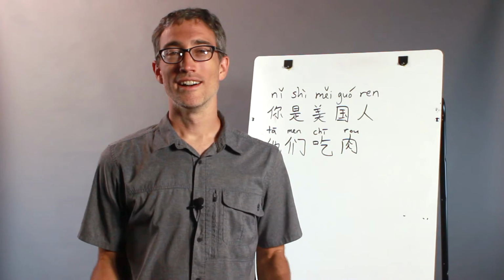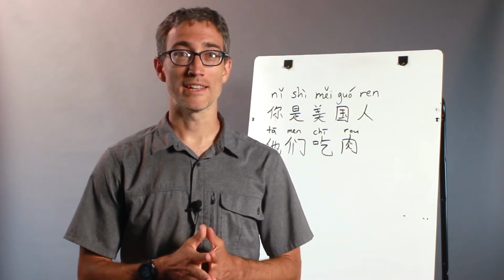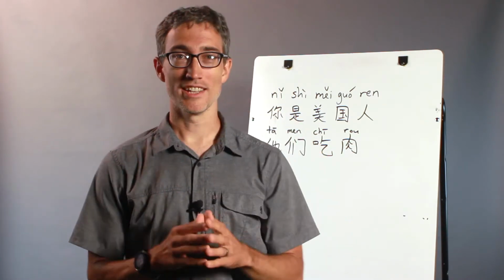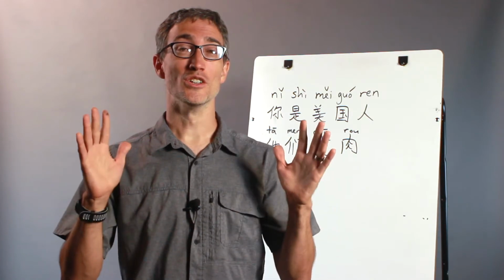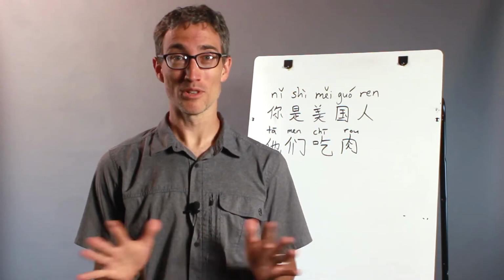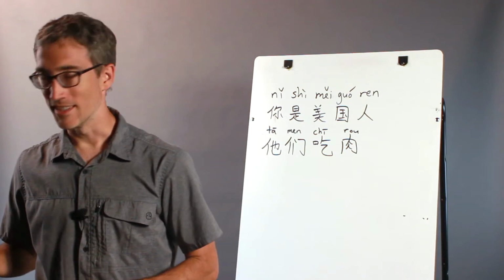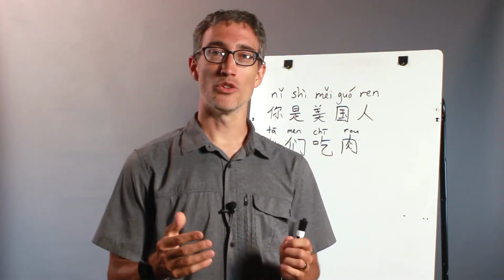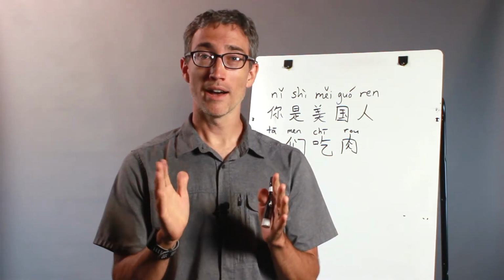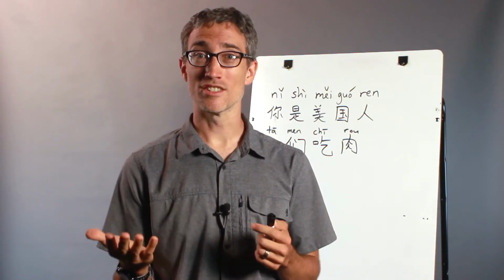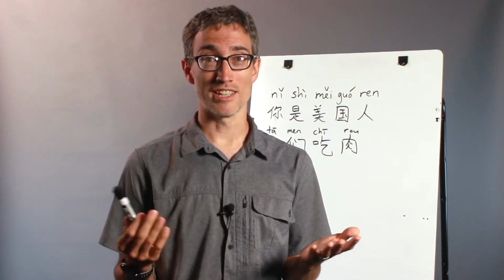Hey, welcome back. I'm going to teach you now how to make a yes or no question in Chinese. And I have really good news for you. It is super simple. It couldn't be more simple. The way to make a yes or no question is simply to add the little particle ma at the end of a statement, and it turns it into a question, a yes or no question.